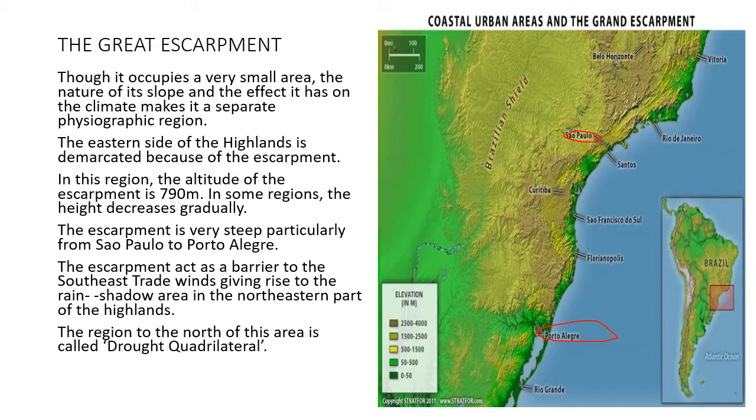Dear children, the winds that carry moisture with them, which are known as the southeast trade winds, are arrested by this escarpment, and it gives rainfall in the area of coastline. The region to the north of this escarpment is prone to drought, that is lack of rain. Thus, it is known as drought quadrilateral. Now, since this question is asked in exam for map filling, we will try to see the drought quadrilateral on a map.